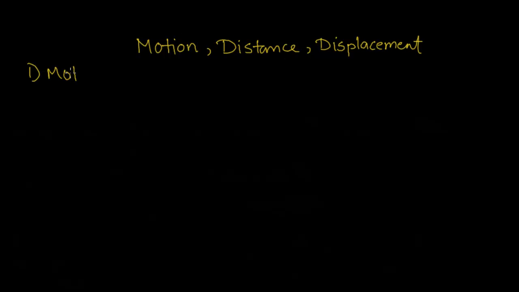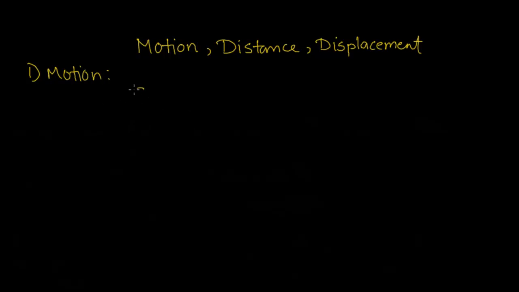What is motion? When do we say that the object is in motion? Whenever you see something and if you see that it is moving from one place to another or it is changing its place, then we can say that that object is in motion. But to be very precise, we need to give some sound definition to the motion.